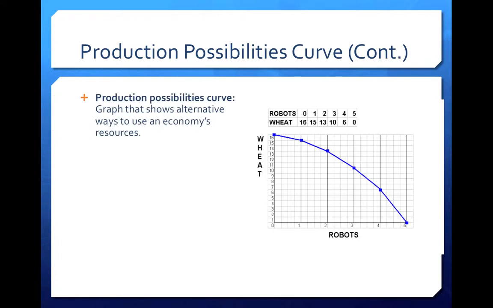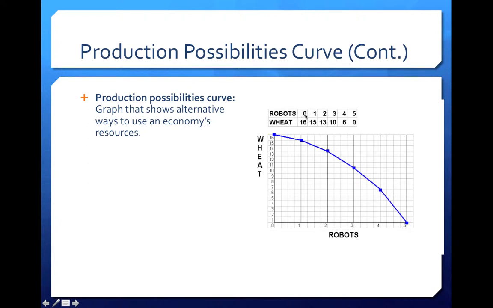Okay, so the production possibilities curve is a graph that shows alternative ways to use an economy's resources. The one you see to the right is a classic example of wheat versus robots, assuming there is an imaginary economy where you can either produce wheat or robots, or both in different quantities. The production possibilities would reflect themselves in the curve, as pointed out on the graph and indicated in the matrix here.